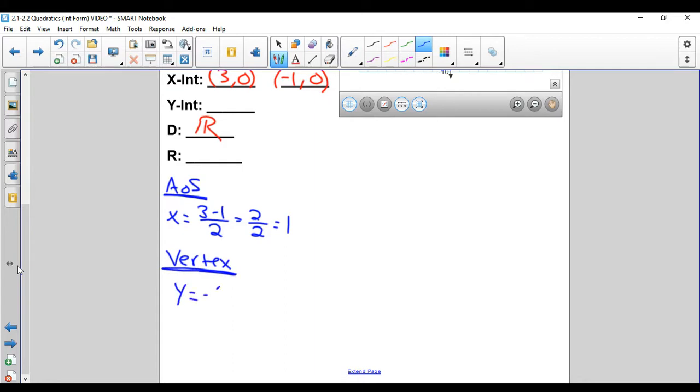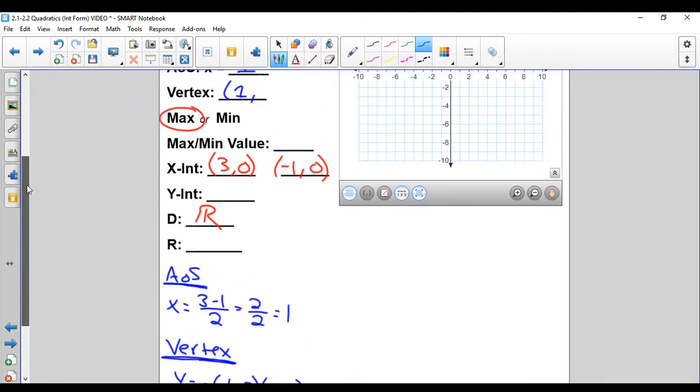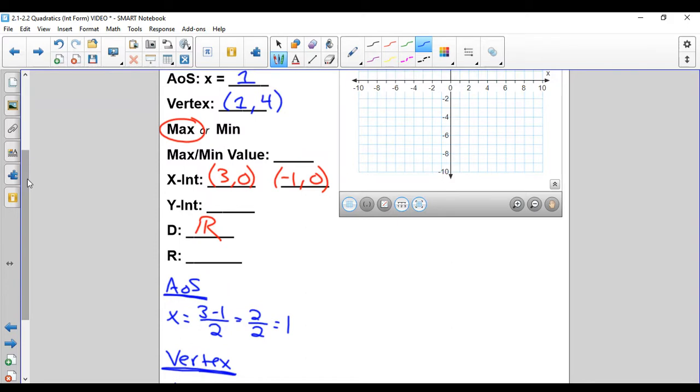Plug it in. We have a negative out front. We have 1 minus 3 and 1 plus 1. So we have y equals negative times negative 2 times 2. 2 negatives make a positive, so we get a positive 4. That's the y value of the vertex. That's our max value. That helps us with the range. It's negative infinity to 4. Wrap this up, finding the information at least.